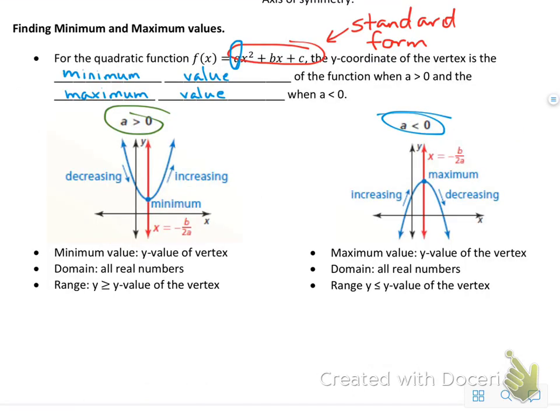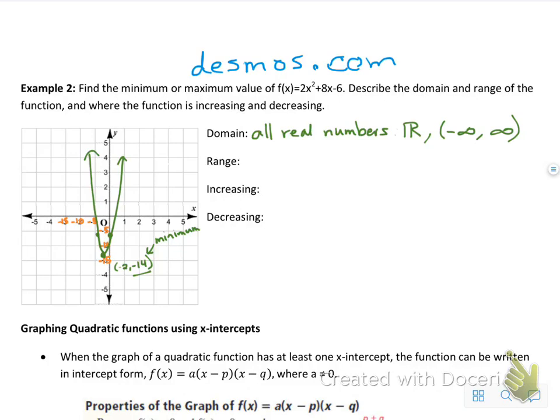Now the range. Let's look back at what the range is for a is greater than 0. Y is greater than or equal to the y value of the vertex. Well, the y value of the vertex here is negative 14. So we have negative 14. Another way to write that is negative 14 to infinity. And it was or equal to, so we closed that bracket.